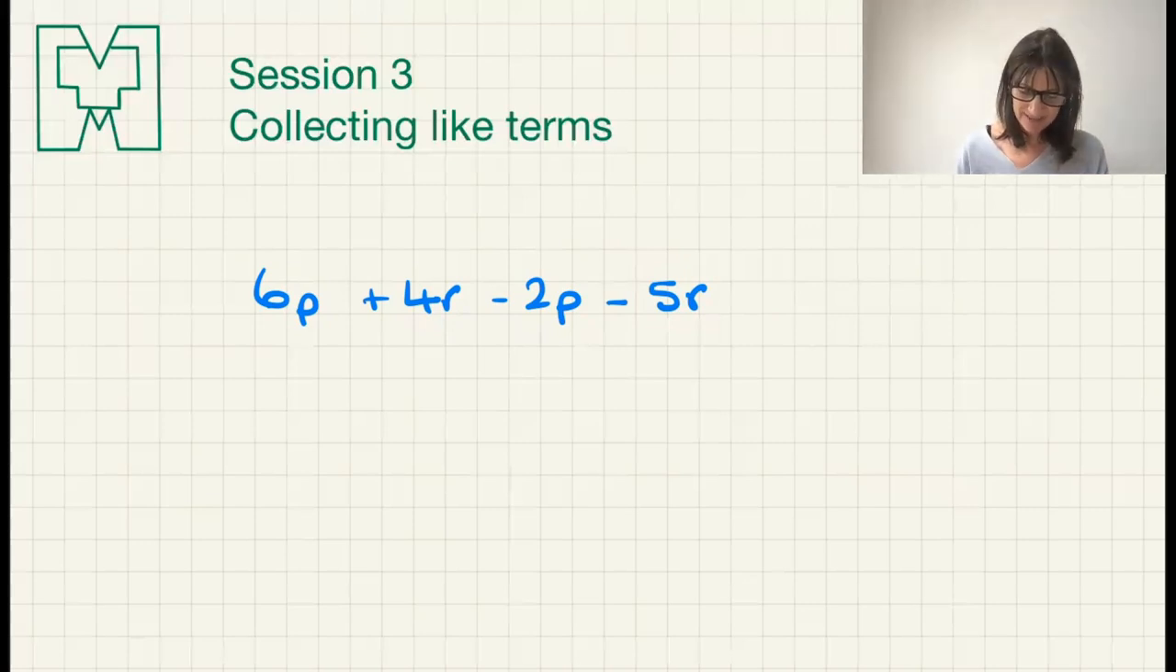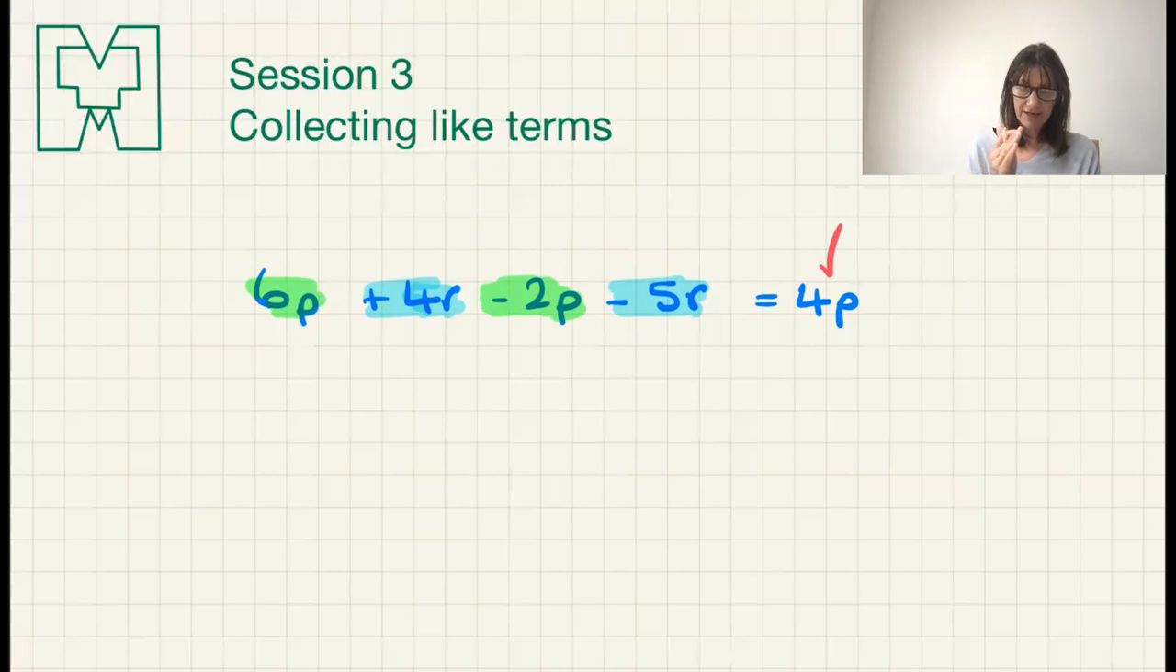All right, let's see how you got on with this one. 6 p's. Here are my other p's. I've got 2, and I'm being directed to take them away. 6 take 2 is 4, so I've got 4 p's. If you got that, then tick it, because you've got your first mark. Happy days. Okay, I've got the r's, and they're positive. Over here, it's telling me to take 5. If I'm at 4, and I take 5, I will end up at minus 1. So minus 1r. And if you wrote that, you will have got your other mark.